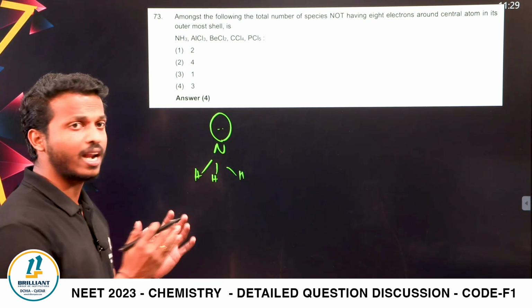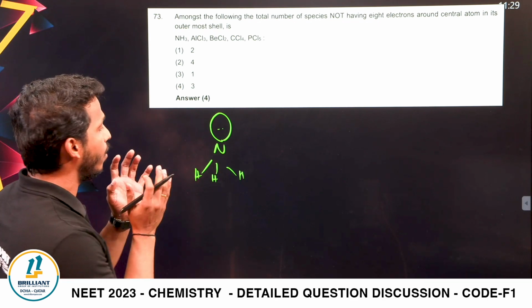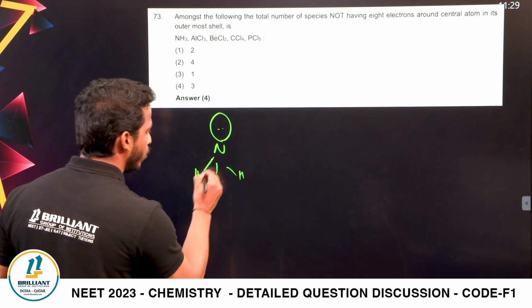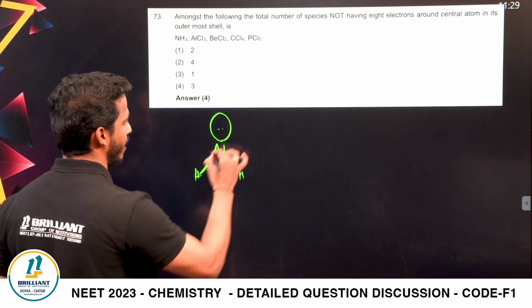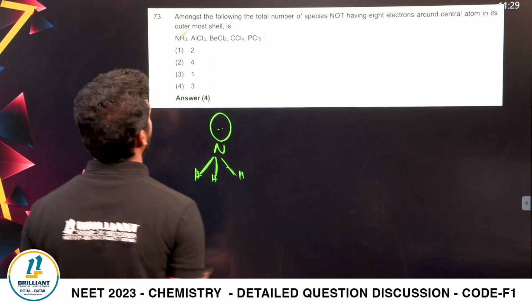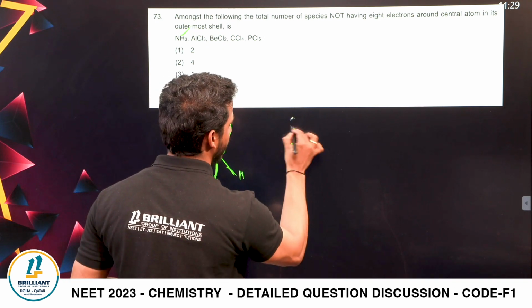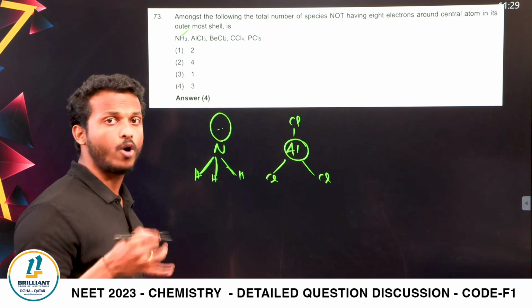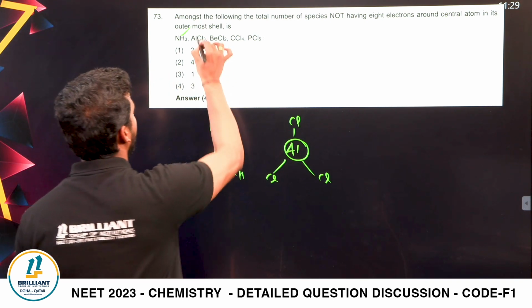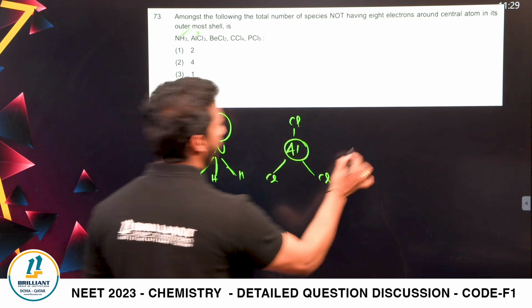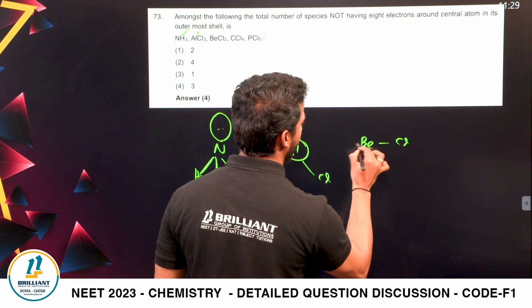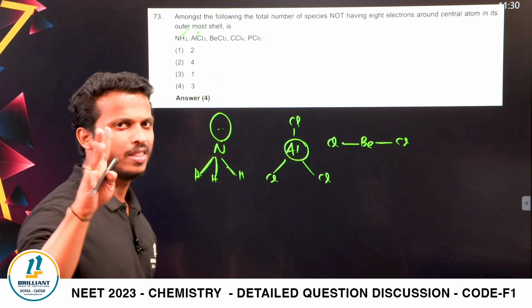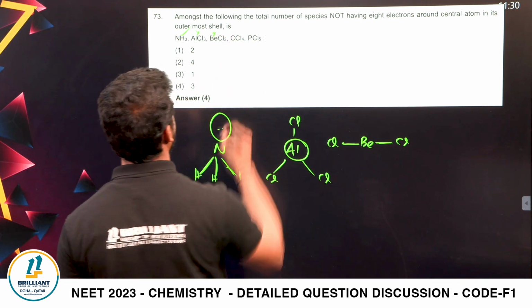They're asking which species have 8 electrons on the central atom. So nitrogen here: 2 electrons, 4, 6 and 8. Yes, it's having 8 electrons. AlCl3: see dear all, aluminium has only 3 bonds, 3 bonds mean only 6 electrons, so not completed its octet. What about beryllium chloride, BeCl2? Beryllium is connected by only 2 bonds, meaning 4 electrons, so this is also not completed its octet.